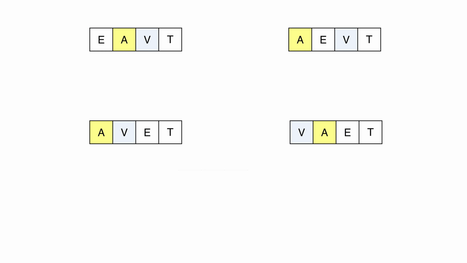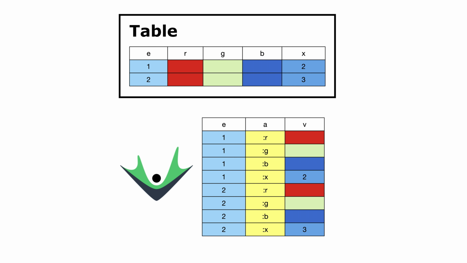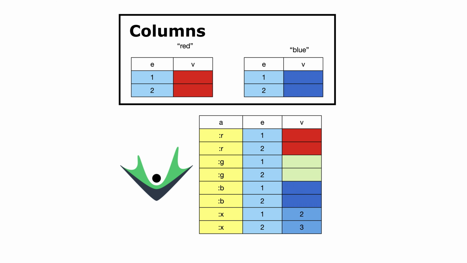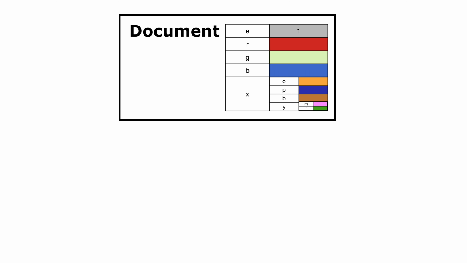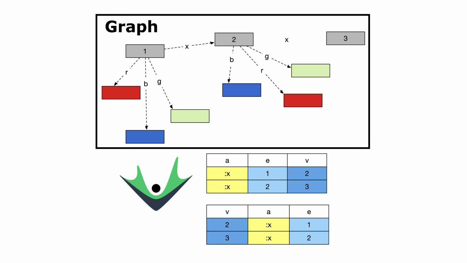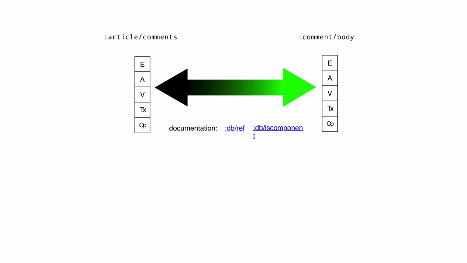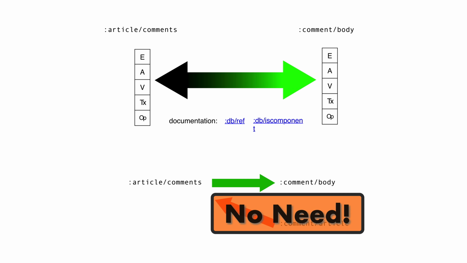With these indexes and universal relation, you can model tables, columns, documents, and graphs. Datomic can navigate references bidirectionally, so you don't need to model relationships in both directions.